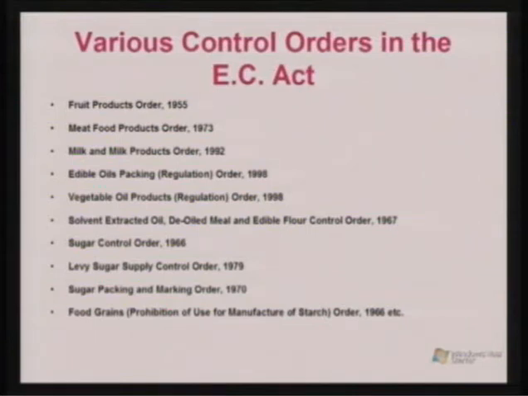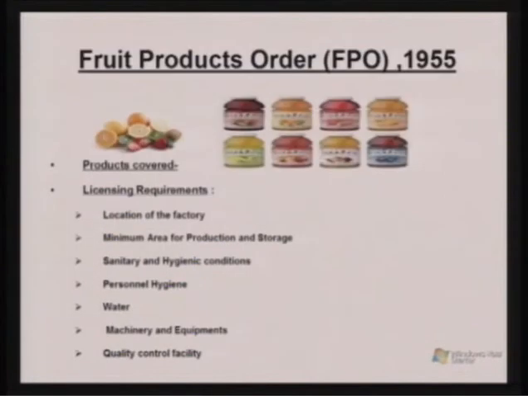I will discuss one or two orders in detail because the basic requirements of almost all of the orders for manufacturing of products are almost the same. The basic requirement is hygienic requirements. And I will touch upon some other orders in brief so that you can understand what the basic hygienic requirements are for manufacturing of any product under the Essential Commodities Act. Number one is the Fruit Product Order 1955.